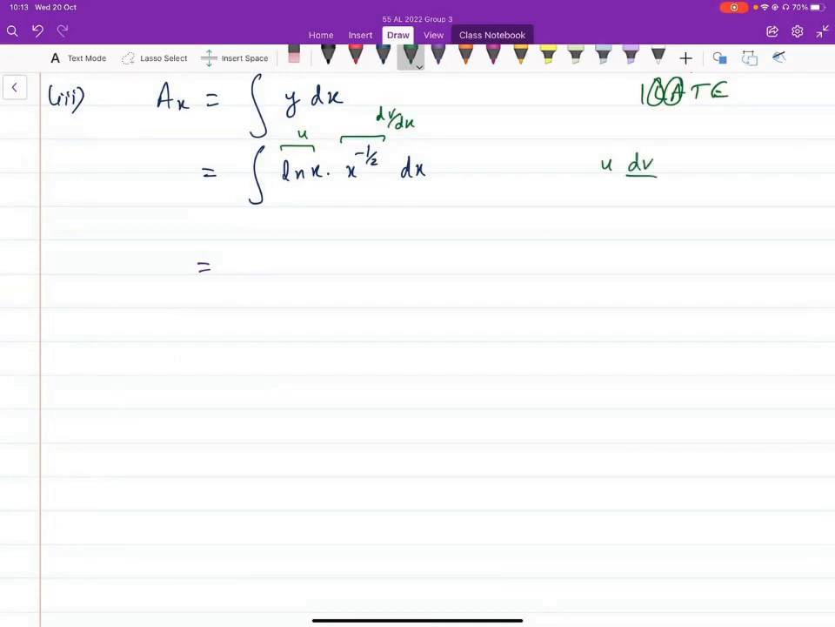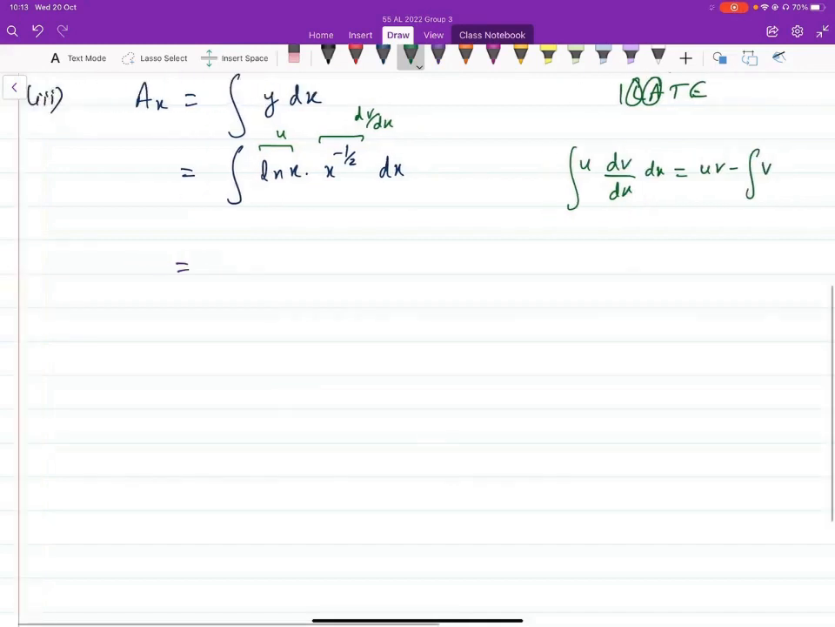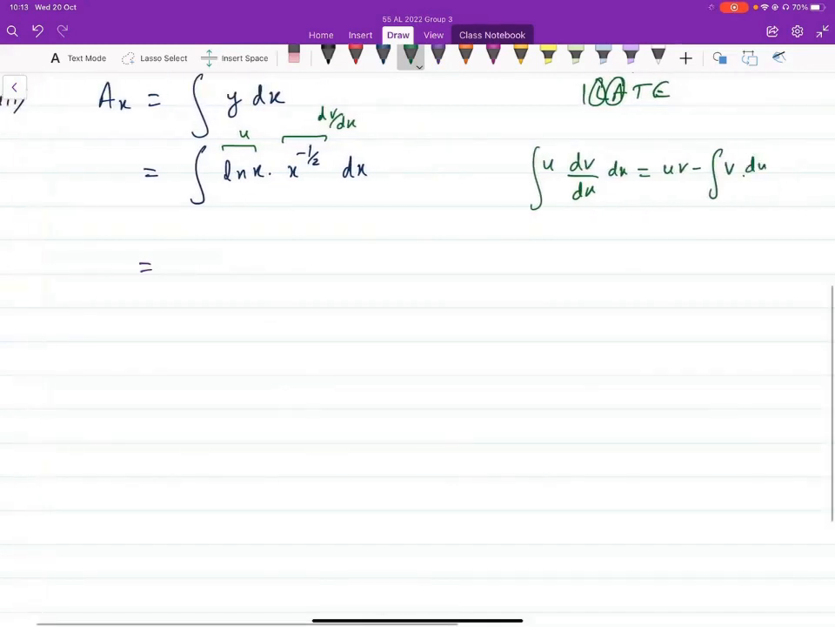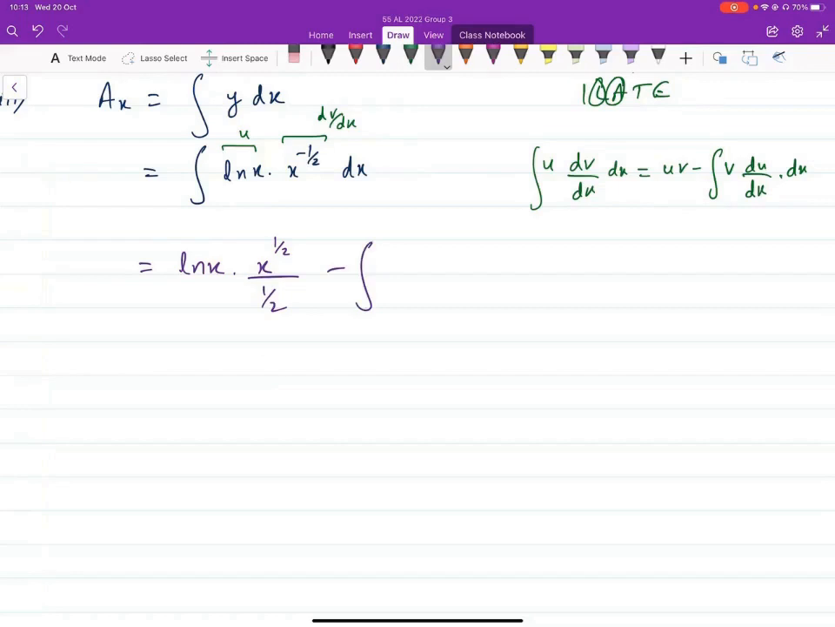The integral of u dv over dx is uv minus the integral of v du over dx. So u times v, that's ln x, into the integral of x raised to power minus 1 over 2. What's that going to be? x raised to power 1 over 2 divided by 1 over 2, right? Increase the power by 1 and divide by that increased power, minus the integral of v. What's v again? That's the same thing as before, x raised to power 1 over 2 divided by 1 over 2, multiplied by the derivative of u.